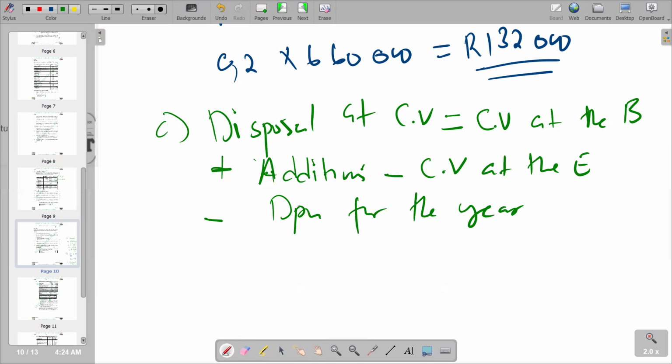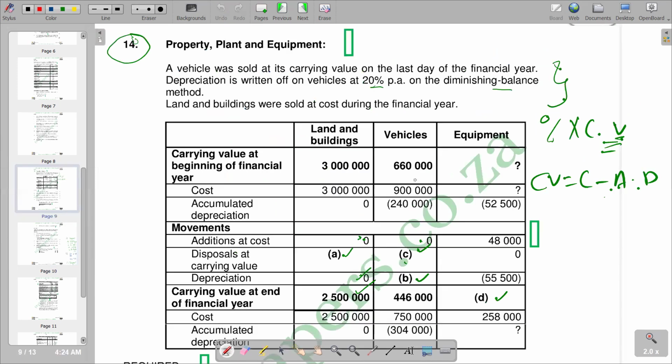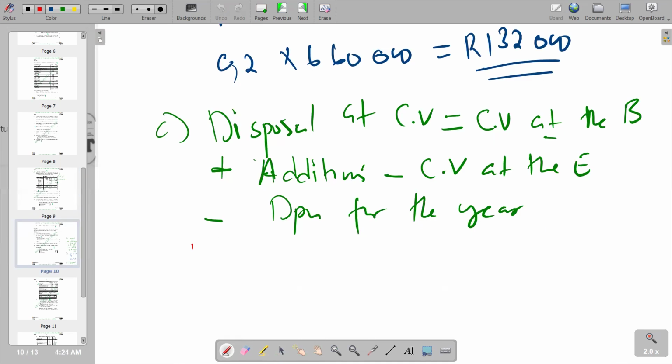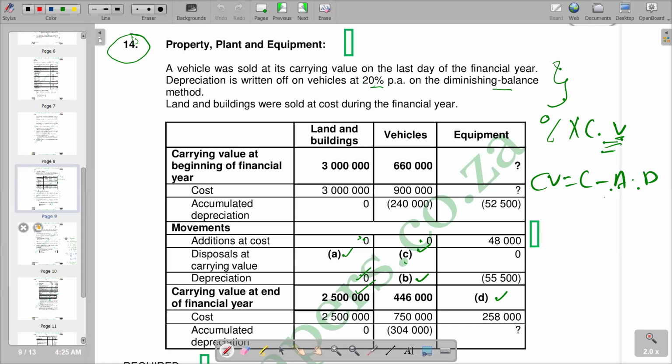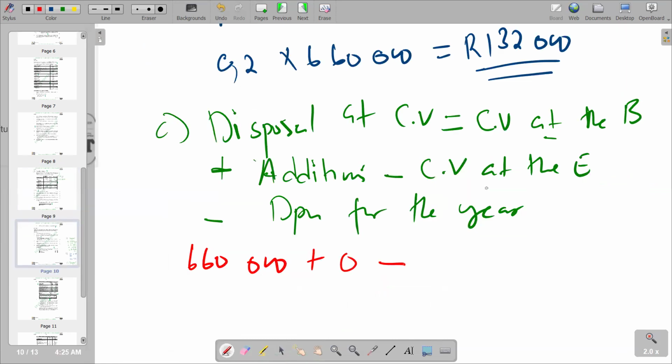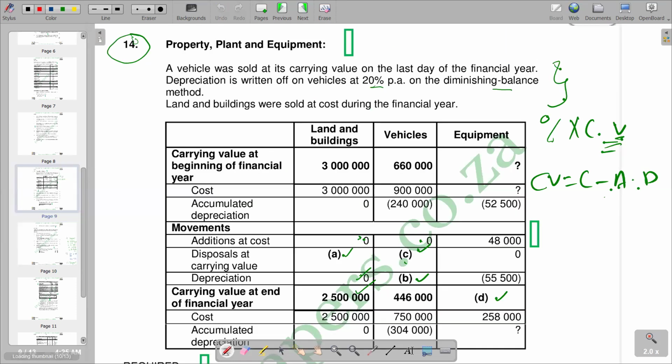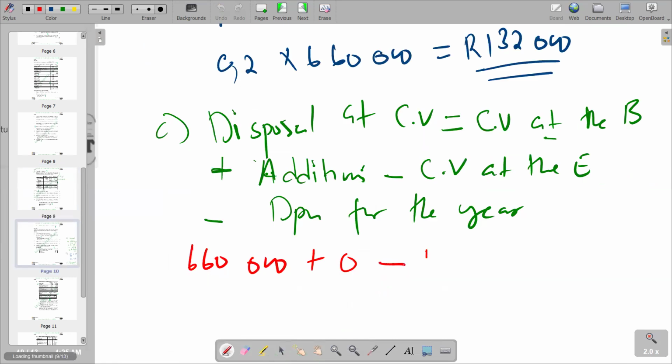Because we have carrying value in the beginning, we check the figure that we have for carrying value in the beginning there. For carrying value in the beginning of vehicles, we have put 660,000. So we are saying 660,000. Then we add additions if they're there. For vehicles, we have no addition, so it's 0. And then we subtract carrying value at the end. I will see that carrying value at the end is 446,000 here. So we subtract it. We subtract depreciation for the year.